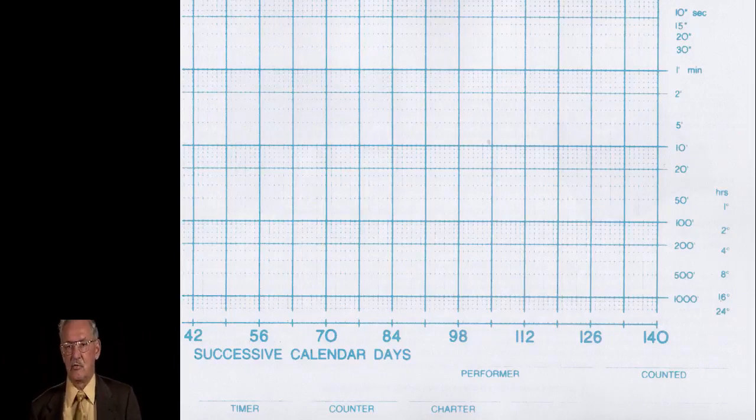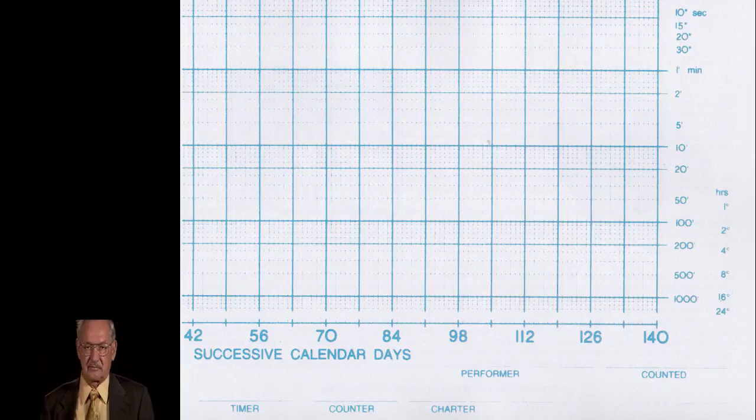So, for example, reads a word would be an appropriate thing to put in the counted space. Eats a bite could go there. Smokes a cigarette could go there. Tantrums, one tantrum could go there, and so forth.